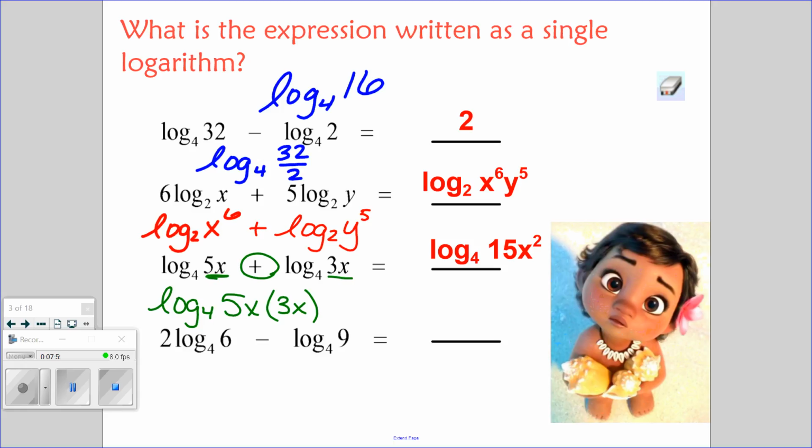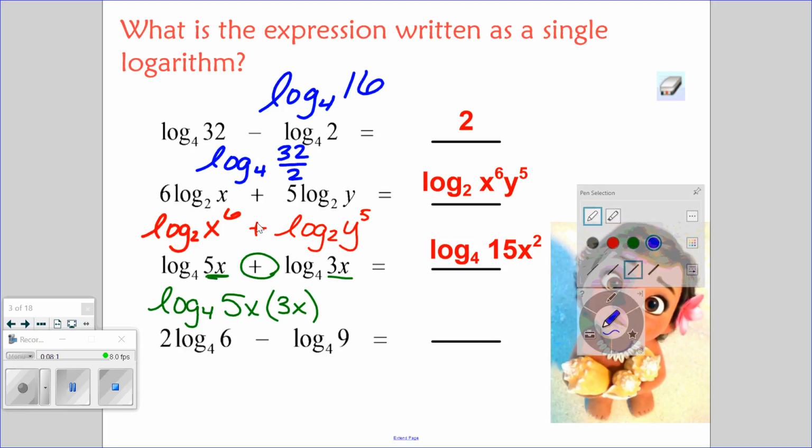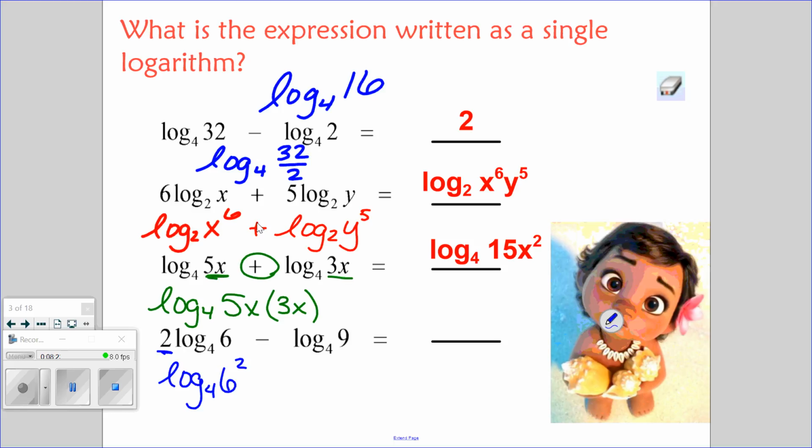All right, how about the last one here? 2 times log base 4 of 6 minus log base 4 of 9. Do you see any exponent that needs to be thrown back up top? Yeah, that first one's got an exponent we need to throw back up there. All right, so let's do that first. Anytime you see those numbers out in front, let's move those first. So it's log base 4 of 6 squared. What's 6 squared? 36. So I can write that as log base 4 of 36. Okay, minus log base 4 of 9.